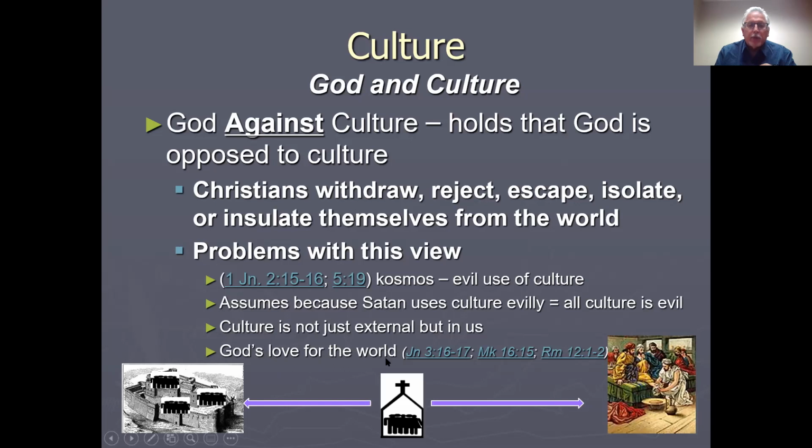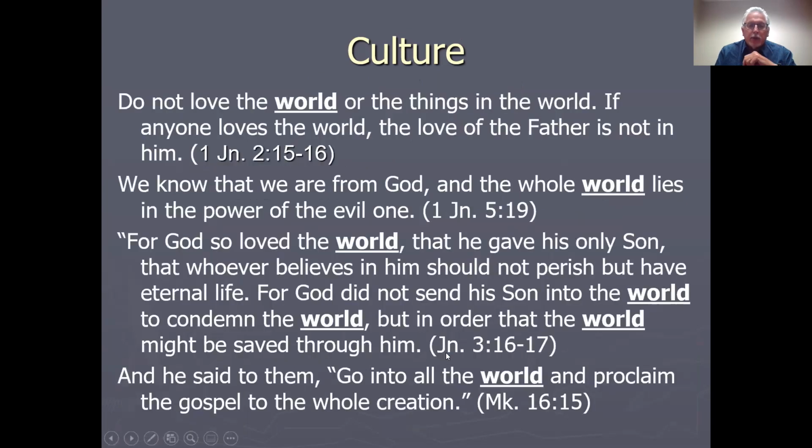But on the other hand, the Bible makes it very clear God's love for the world. There's that word again, John 3:16, one verse that a lot of people memorize.